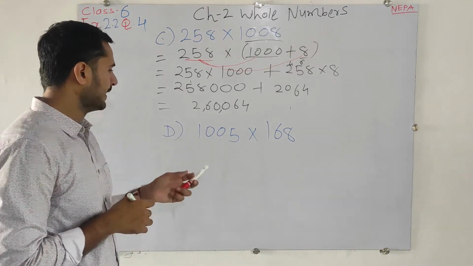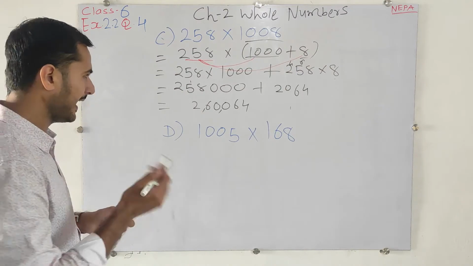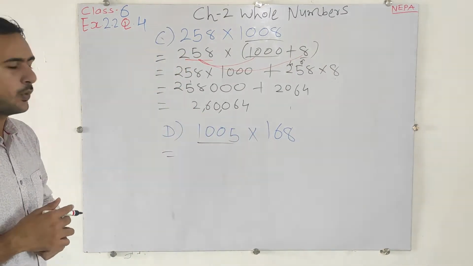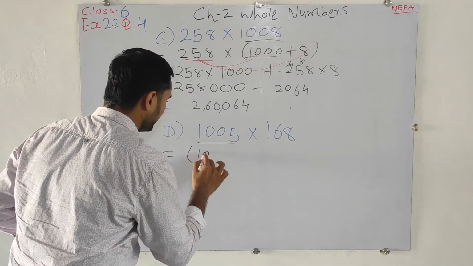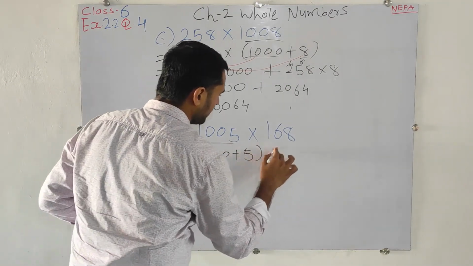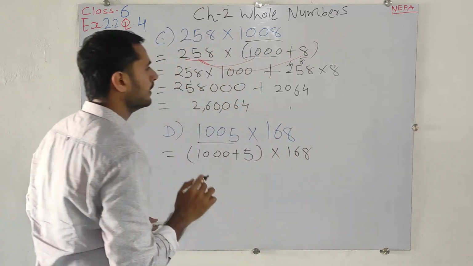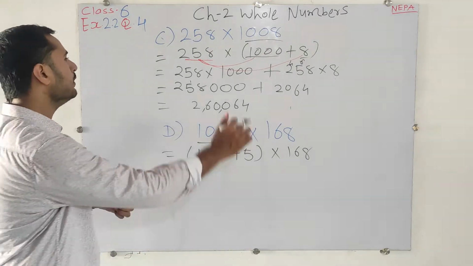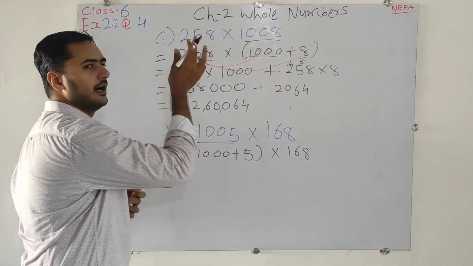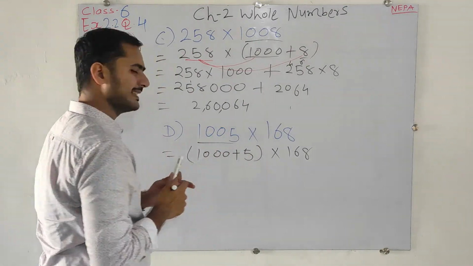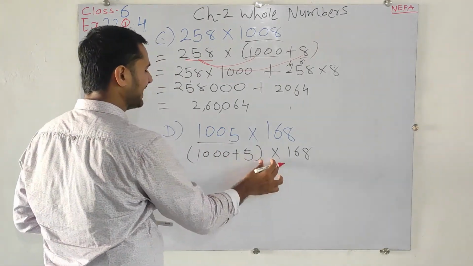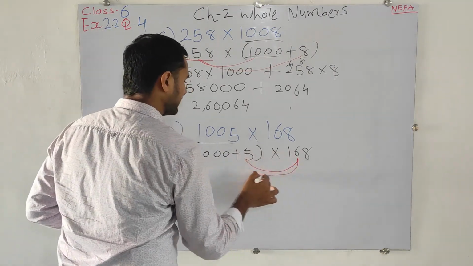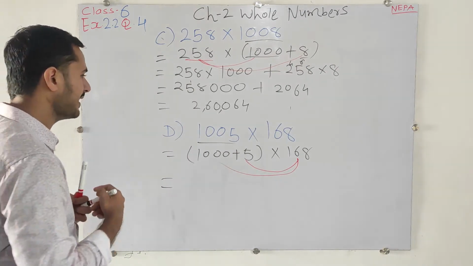Now the D1, okay, that is 1005 multiplied by 168. Again, the same process, but here we will split 1005 because that's an easy one. Okay, so let's split it. 1000 plus 5 multiplied by 168. Okay. Now, how can we apply the distributive property? If you are applying it from left hand side to right hand side, we can use the same one here also, because here is the multiplication sign and here is the bracket. So this number will multiply to this number and this number both. Okay. So the same thing we are just going to do.